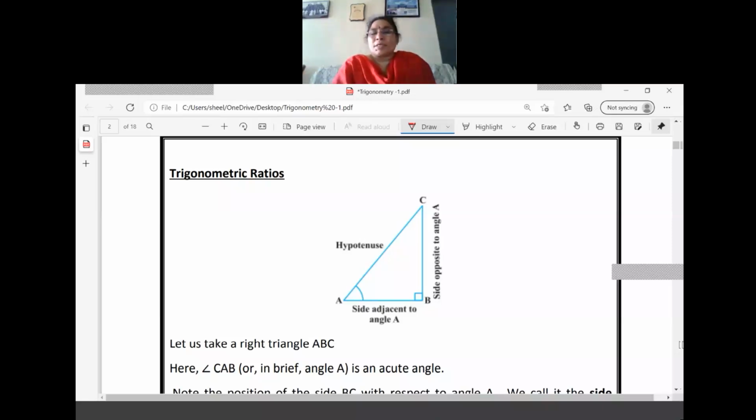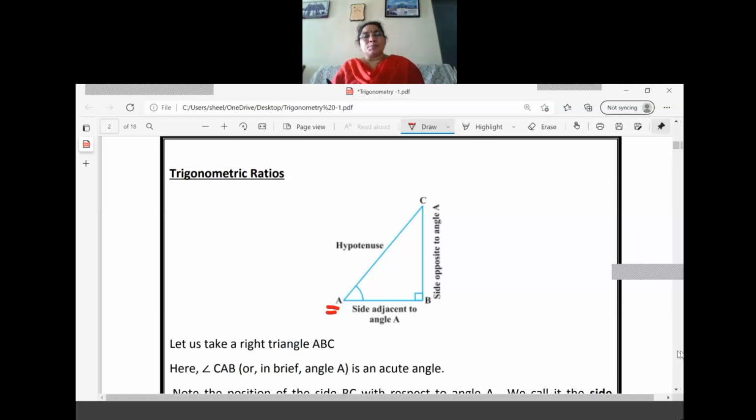Right angle triangle is drawn, meaning angle B is marked as 90 degree. So triangle ABC, angle B is 90 degree. You know the name of AC, isn't it? It is the hypotenuse. Now, with respect to A, we are calling AB the adjacent side. With respect to A, the side AB is adjacent to angle A. Similarly, with respect to A, BC is the opposite side.